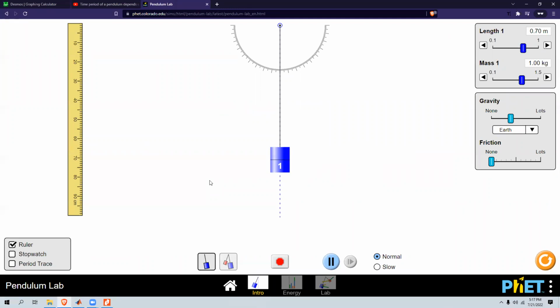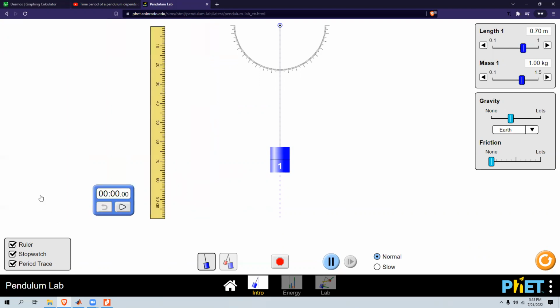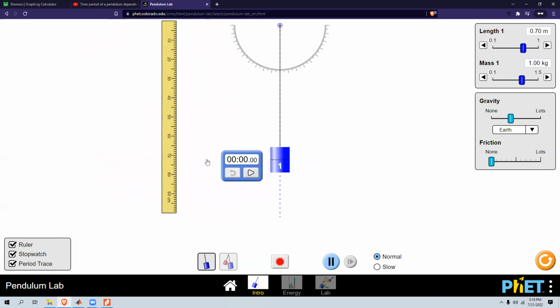Let's explore this a bit. We have here a set of tools and a lot of buttons that we can use. Let's first start with the lower left portion. We have here our checkbox for a ruler, a stopwatch, and the period trace. The ruler is movable as well as the stopwatch. You can click on it to drag it wherever you like.